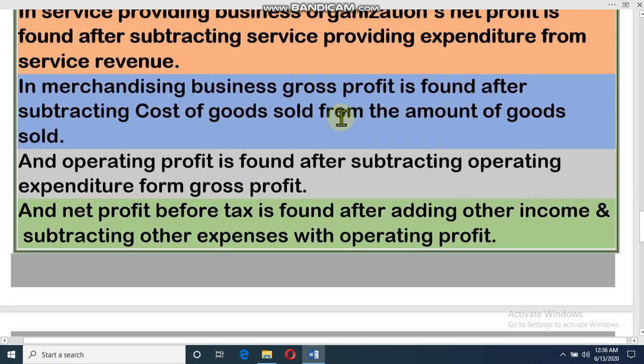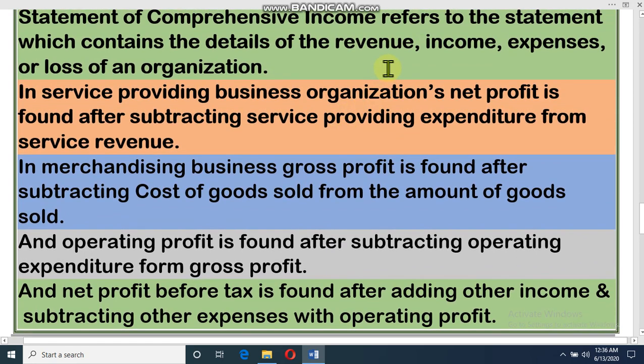Dear student, in the income statement, we will record expenses also. That means expenses of that organization. For doing business, every organization has lots of types of expenses. All expenses will be recorded in income statement. Dear student, from the revenue we have to subtract the expenses, then that will be profit. If the revenue or income is greater than the expenses, then profit. If revenue or income is less than the expenses, then it is loss of that organization.